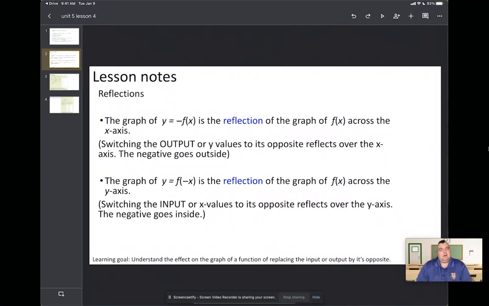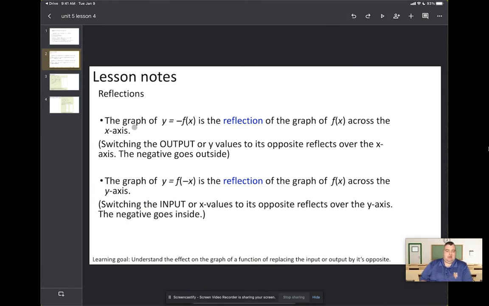Welcome back, everyone. We are up to Unit 5, Lesson 4, and in this particular lesson, as you can see on your screen here, we are going to learn about a new transformation. We've spent the last couple of lessons talking about translations or shifts. In this lesson, we're going to start talking about reflections, specifically x-axis and y-axis reflections.